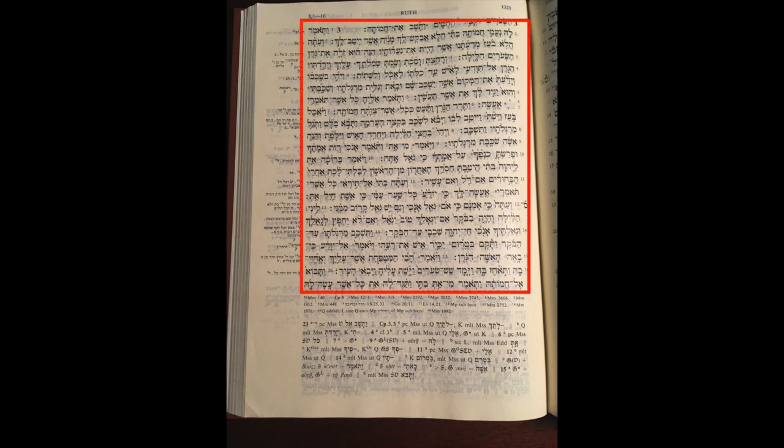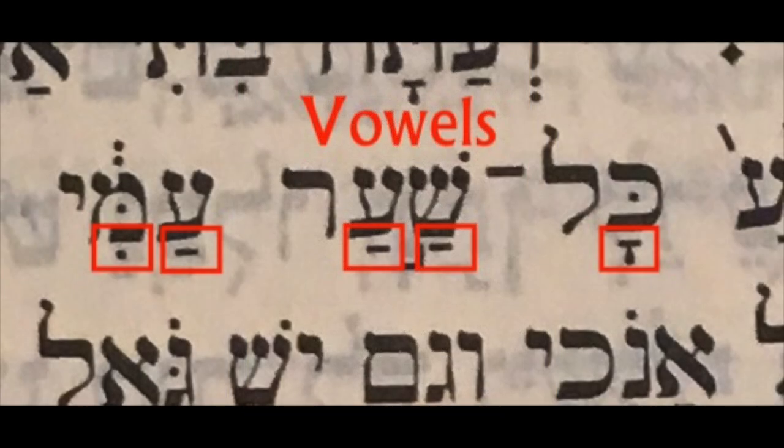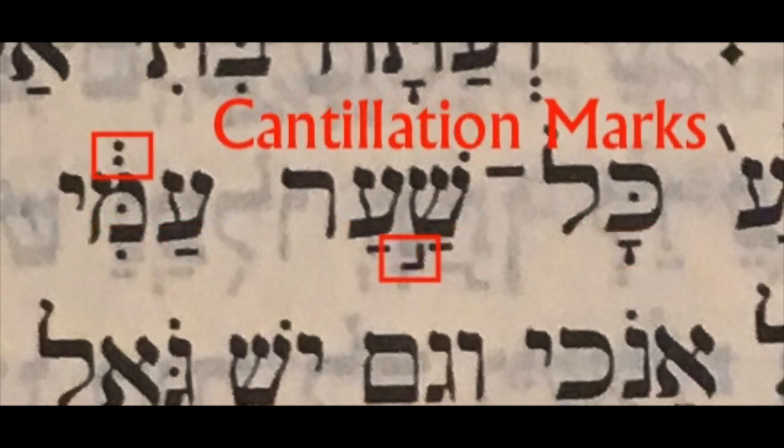And the main part of the page is going to be our Hebrew text, as it appears in the Leningrad Codex. And when we zoom in, we can actually see, oh, there are many vowels, so that I know that this phrase means Kol Sha'ar Ami, because there are vowels. And then also there are cantillation marks, so that I know that this phrase is Kol Sha'ar Ami.